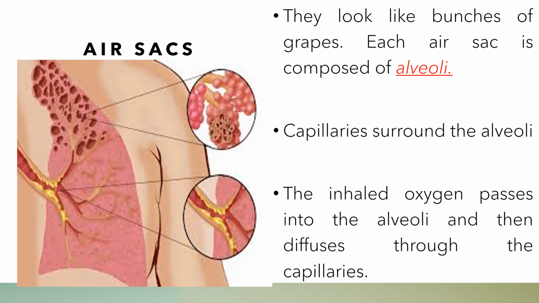Now, inside those air sacs are alveoli. Sir, what does alveoli do? Alveoli diffuse the oxygen and carbon dioxide into your capillaries. Okay, it is where the carbon dioxide and oxygen exchange. And I just want you to take note that alveoli are surrounded by capillaries, which are where your arteries and your veins meet. Okay.